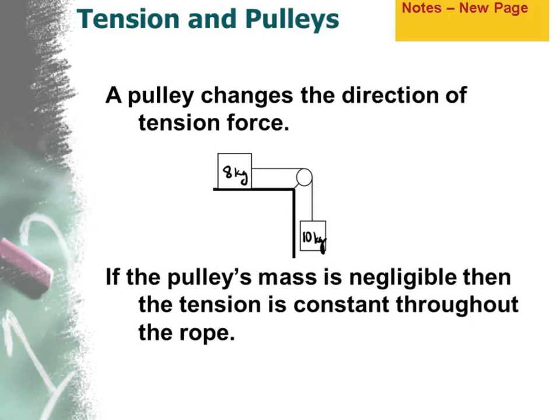Now, one thing that you can assume about tension along this entire rope is that if the pulley's mass is negligible, in other words, if it's small enough that we can consider it zero, then the tension is constant throughout this rope. In other words, if this block here experiences a tension T1 toward the right, then the other block experiences a tension of the same magnitude but in a different direction, namely upward.